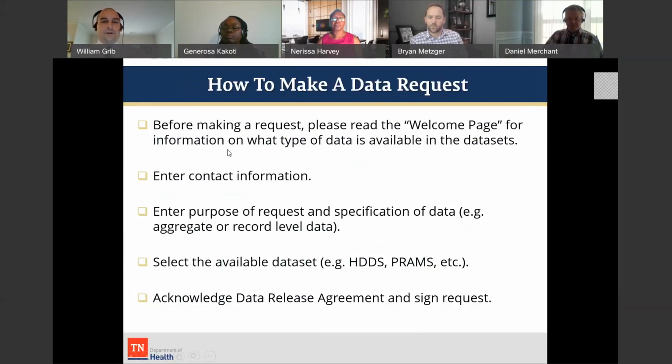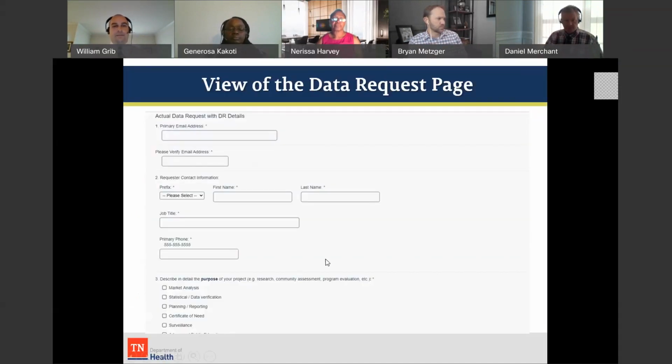Okay, so once you have arrived at the data submission website, you would first need to read through the welcome page for information on what type of data is available, including field types and their format. Following that, you would need to enter in your contact information and the purpose of the request. Afterwards, you would select the available data sets, such as HDDS or PRAMS. Finally, you would then acknowledge the data release agreement and sign in the request. And this is what the page would look like.